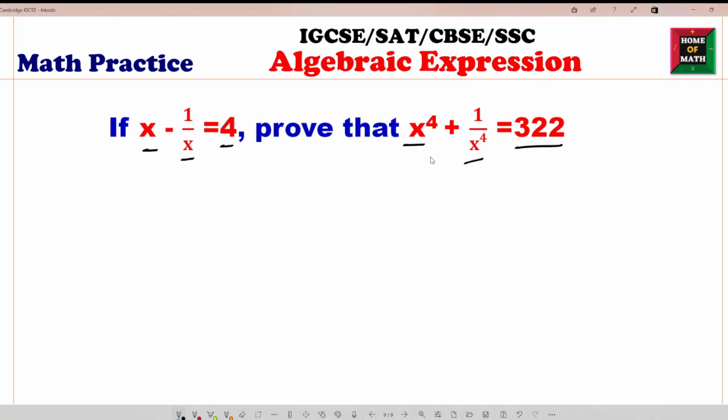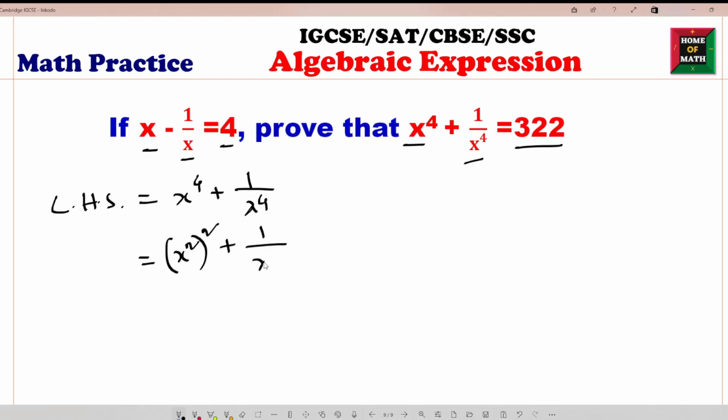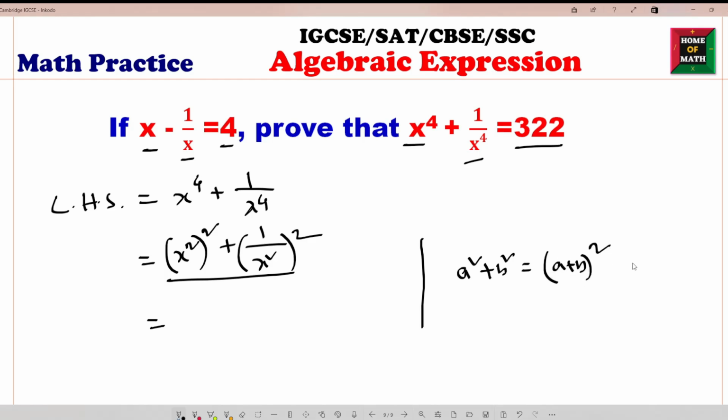Let's start. First, the left hand side: x to the power 4 plus 1 by x to the power 4. We can write this as x square squared plus 1 by x square squared. Then this is like a square plus b square, which means a plus b whole square minus 2ab.